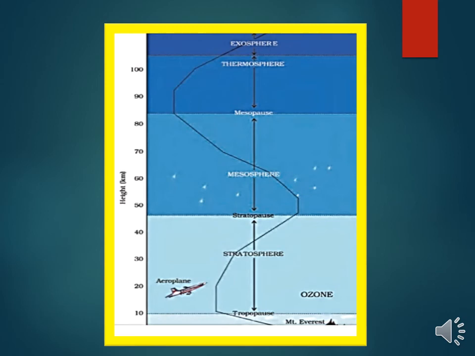Okay, and then we have the thermosphere, which also has a layer of ionosphere with electrically charged ions and makes radio transmission possible. And then the exosphere, which is a very thin layer. After that it is outer space. So we see without the atmosphere there would have been no life on earth.